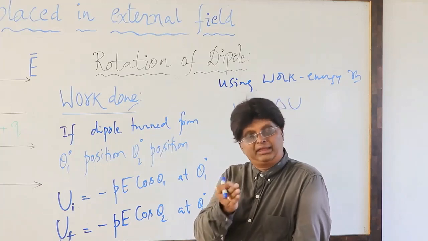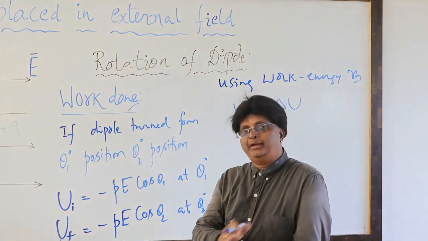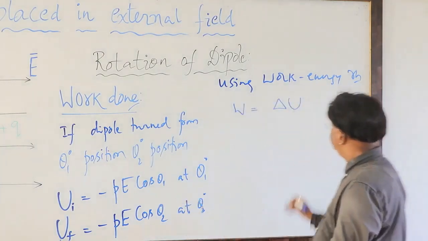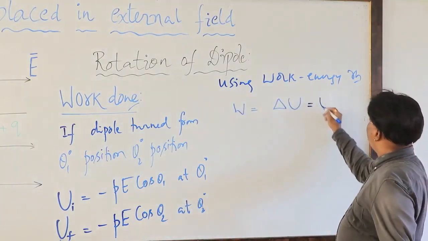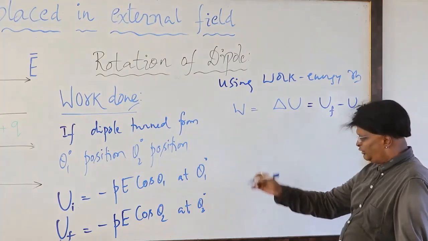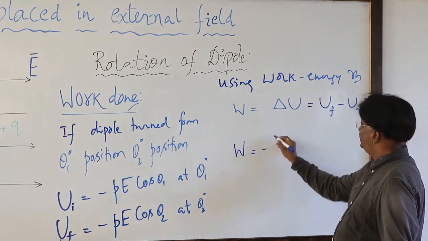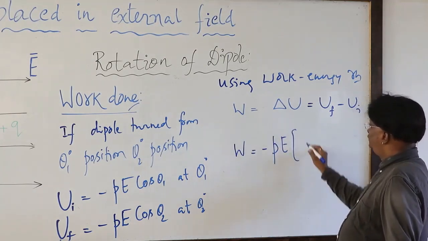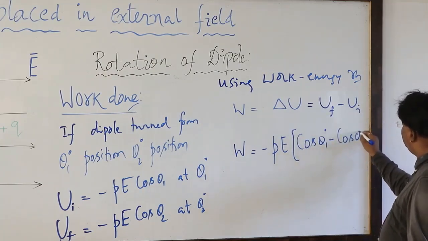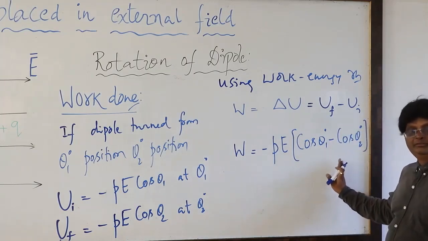Maybe the number is the same, but again the concept of negative and positive sign comes. So as a default, let us always write change as final minus initial. Therefore, delta U means final energy minus initial energy. Now you will take minus P common, so W is equal to minus P E times cos theta 1 minus cos theta 2. This is the expression for the work done.